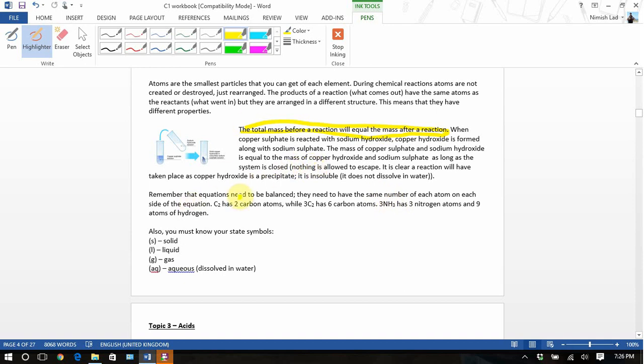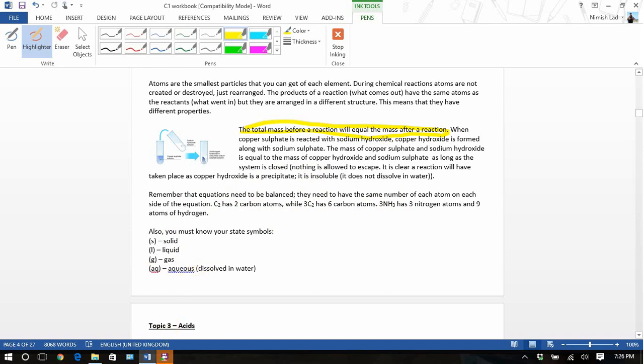When you're balancing equations, you cannot put the number at the bottom here. That can't be done. You can only add the number in the front. So like this number here, that 3, you can't put a 2 in. So you might want to put 3 there because you want 6 carbons rather than just having 2. Okay. Also know your state symbols. Okay, so solid, liquid, gas. AQ is aqueous, which means it's dissolved in water.